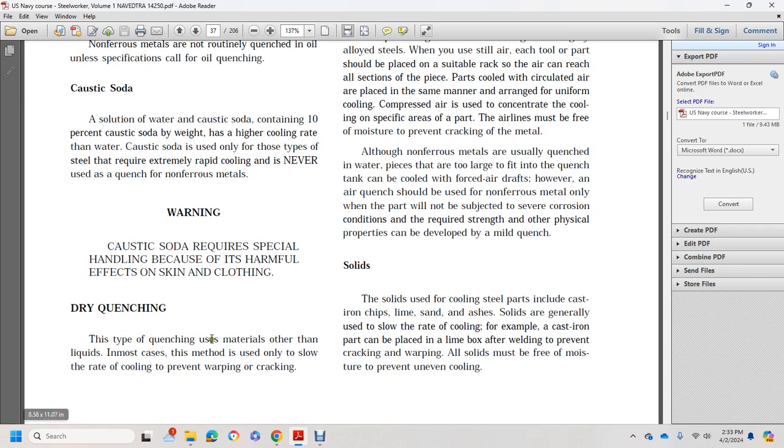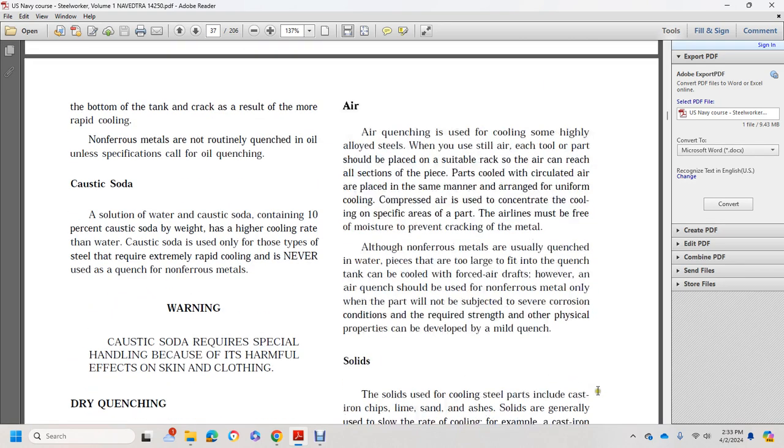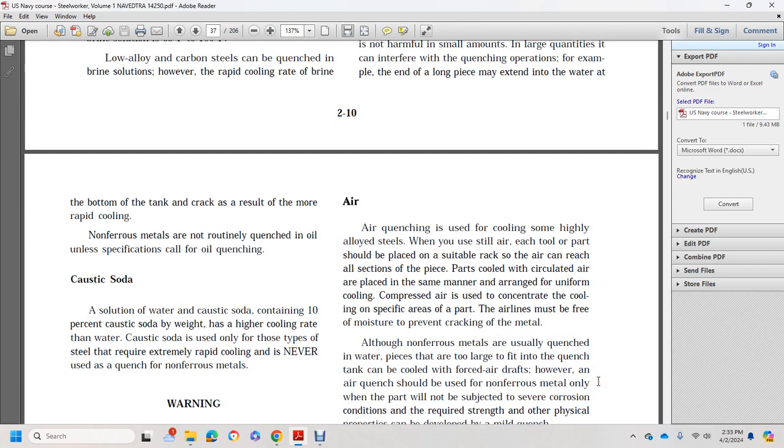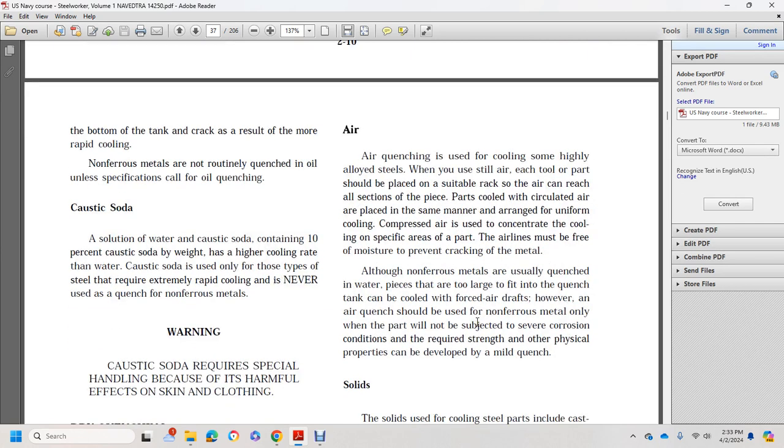Dry quenching is a type of quenching using materials other than liquids. Most often, the method is used only to slow the rate of cooling to prevent warping or cracking. Air quenching is used for cooling some highly alloyed steels, known as air hardening steels. Each part should be placed in suitable racks so the air can reach all sections of the piece. Parts cooled with circulated air are placed in the same manner to ensure uniform cooling. Compressed air can be used to concentrate cooling on a specific area of the part with an air line. Most of the free moisture should be removed to prevent cracking of the metal.